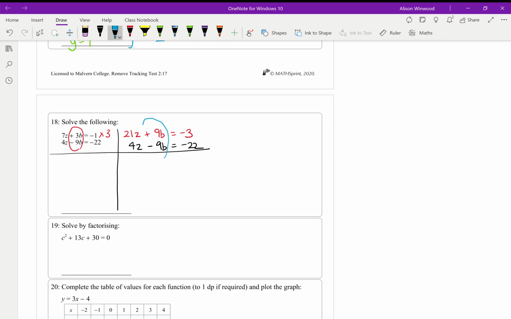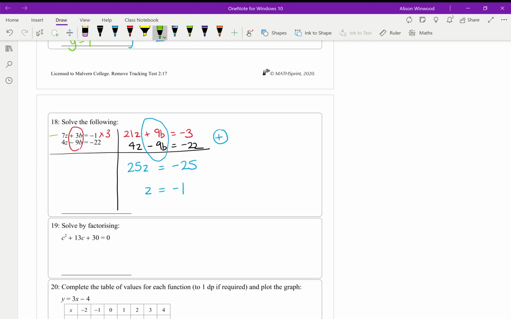Now this time I've got a positive and a negative, so I'm going to add the two equations together. 21z add 4z is 25z. Negative 3 add negative 22 is negative 25. So z equals negative 1.